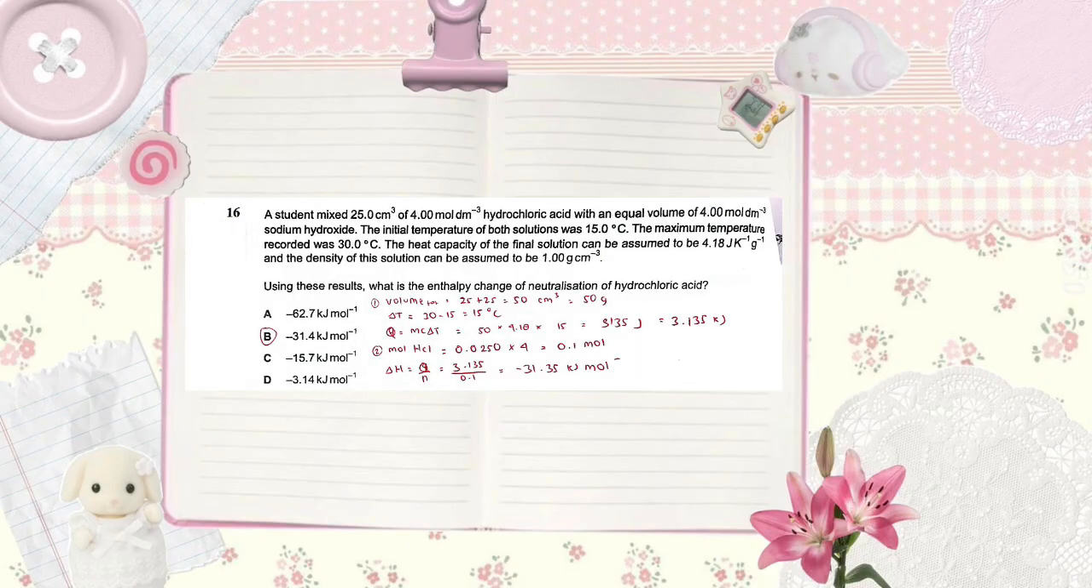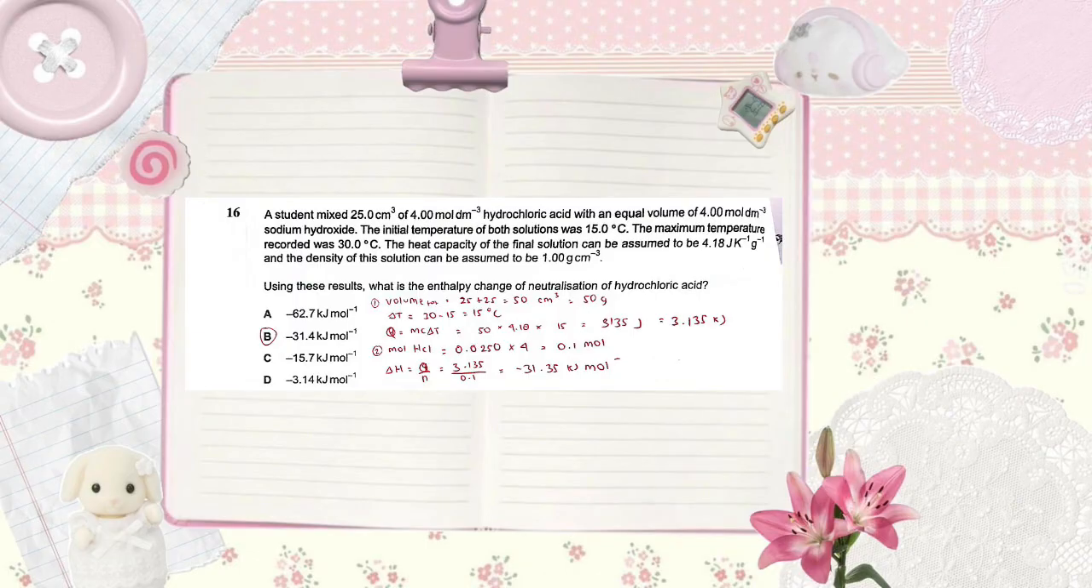So to find the enthalpy change of this question, first we have to find the volume. It's 25 plus 25 equals 50 cubic centimeters, or 50 grams. And then the change in temperature is 30 minus 15, so it equals 15 degrees Celsius. So for Q equals mc delta T, it is 50 times 4.18 times 15. It equals 3135 joules or 3.135 kilojoules. After that, we find the mole of HCl is 0.025 times 4. It equals 0.1 mole.